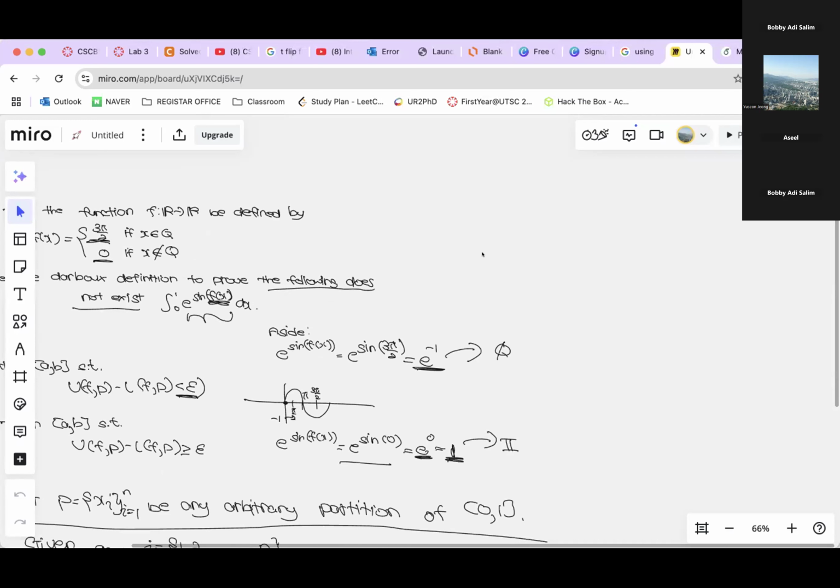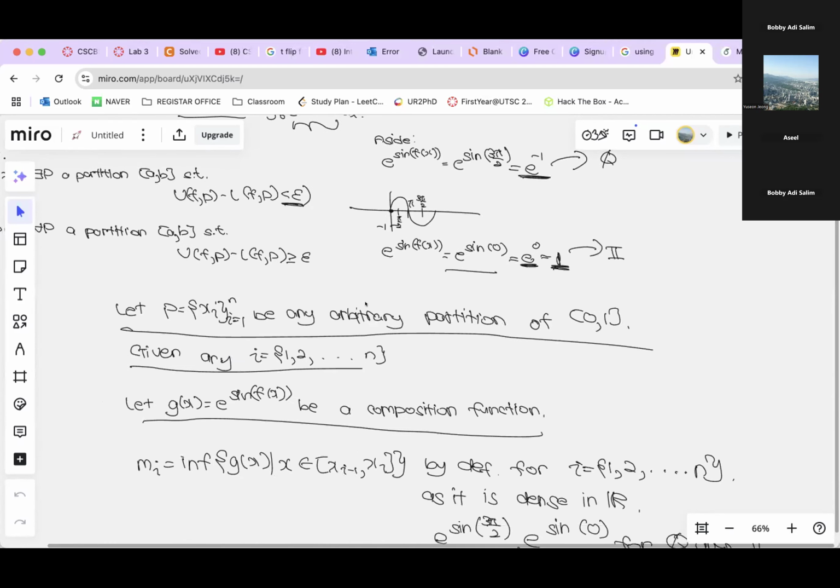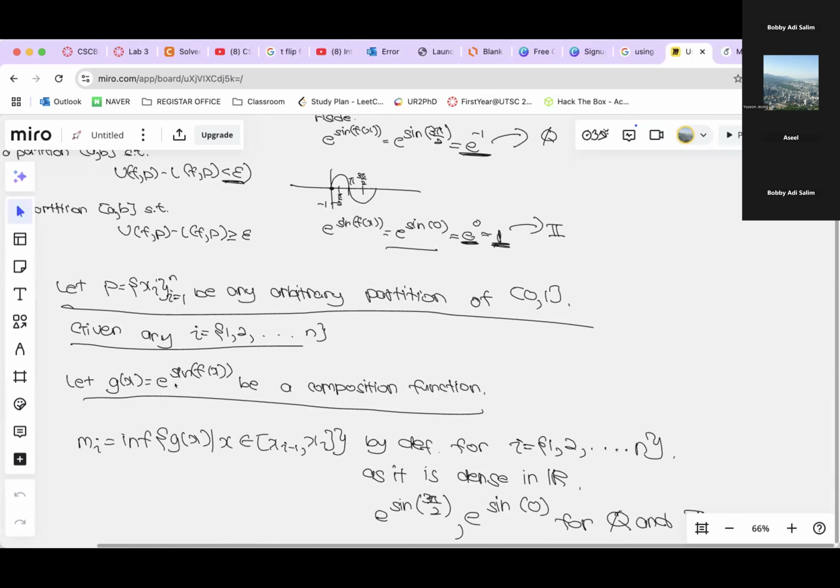Instead of writing g of x, can we just do MI is equal to... Yeah, that's okay, but it's better, since we already defined it in this portion that g of x is equal to e sine of f of x, to just write it as g of x, because that's how she usually writes it in class, but you can also write it that way. It's much easier seeing it that way. Yeah, that's true.